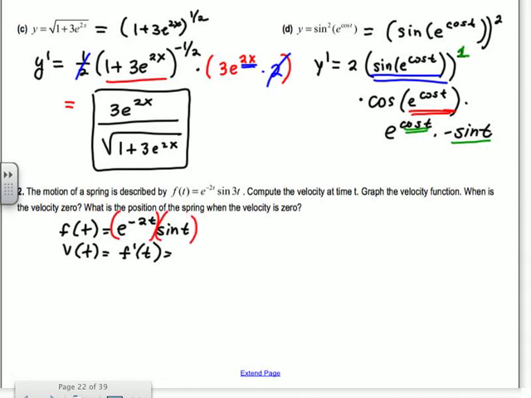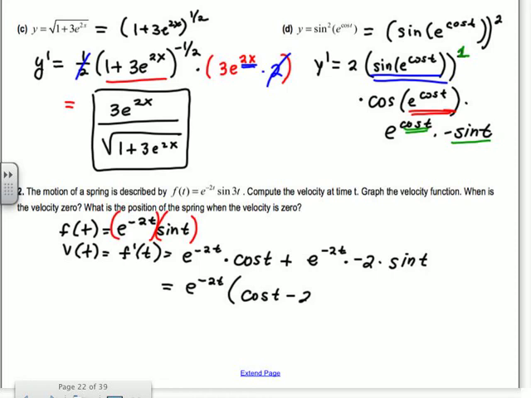Okay. So I'm going to have to not only use the chain rule, I'm also going to have to use the product rule. So I have 2 pieces. So I have first times the derivative of the second piece, so derivative of sine of t is cosine of t, plus derivative of first, so e to the negative 2t times negative 2 times the second piece normal, sine t. On these ones, remember it's nice to pull out the e to the negative 2t. When you do that, you have cosine of t minus 2 sine of t left.